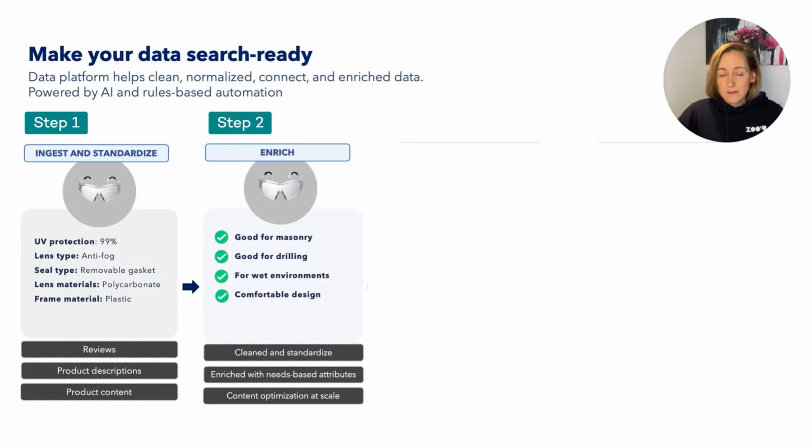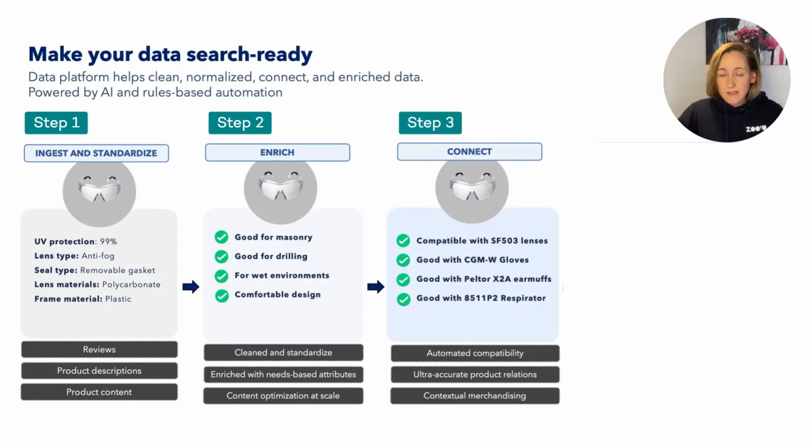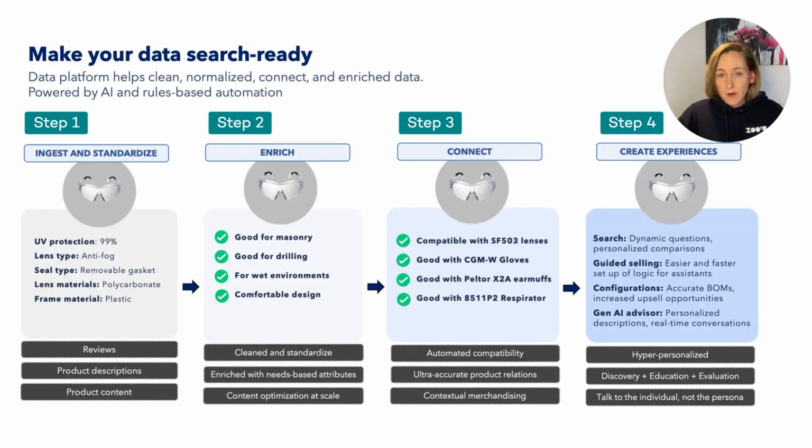In step 2, it enriches the data, adding AI-generated attributes like good for masonry or comfortable design, attributes based on real usage, not just spec sheets. In step 3, it connects the product with compatible items like respirators, gloves, or earmuffs, creating contextual product relationships for bundling, cross-selling, or recommendations. And in step 4, all of this powers the experience. Now, search understands what users mean. When they type something like PPE for wet environments or goggles compatible with respirator masks, this is how Zoovu prepares your data for smart, user-centered search and discovery.